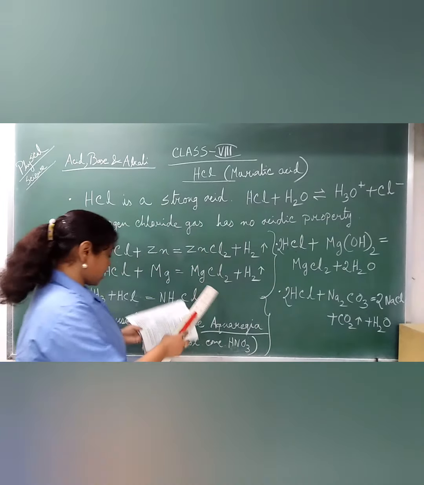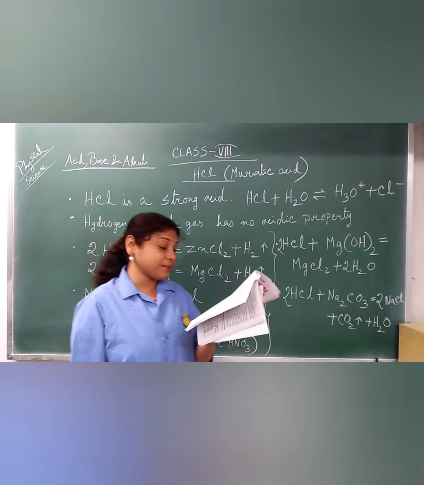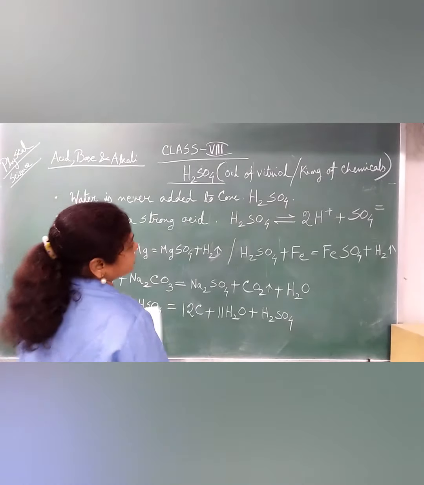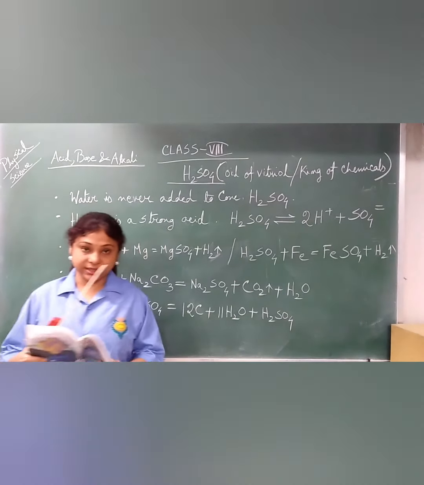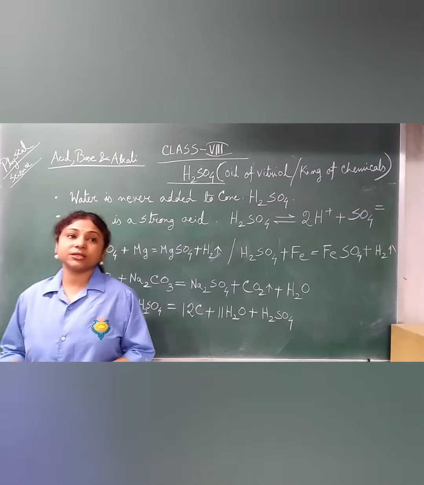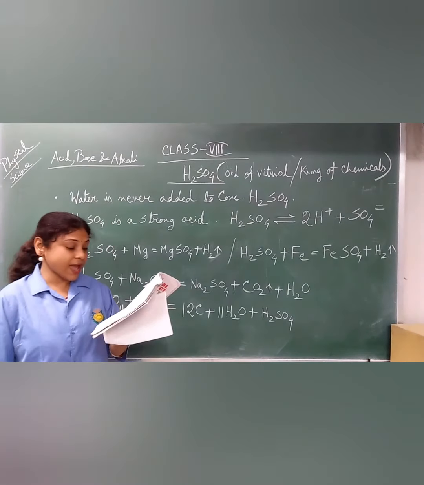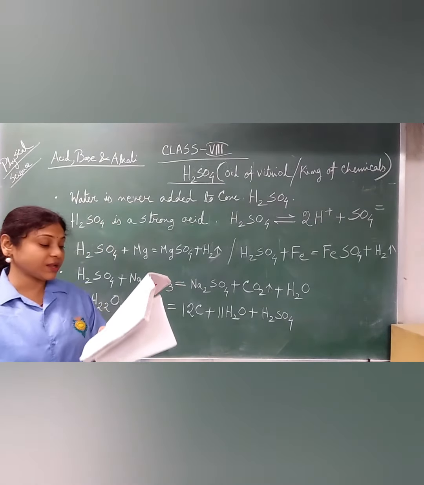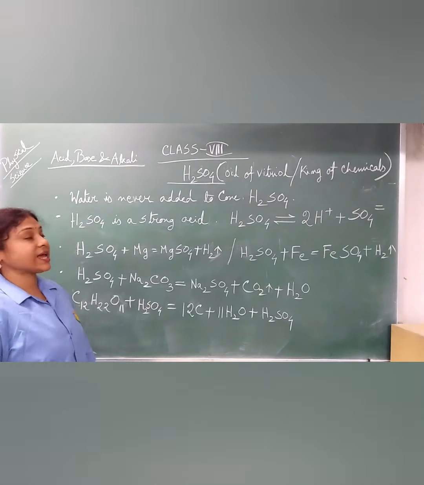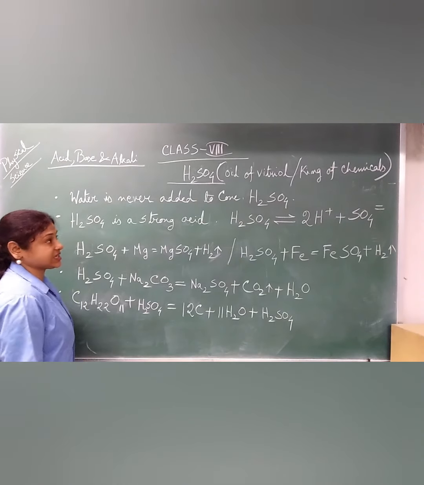And one more thing, for the preparation of dyes and medicines, HCl is generally used in dyes and medicines. Dyes means generally used to color clothes, and to wash basins and sanitary materials also HCl is used. Now class 8, I am going to start H2SO4, that is sulfuric acid.